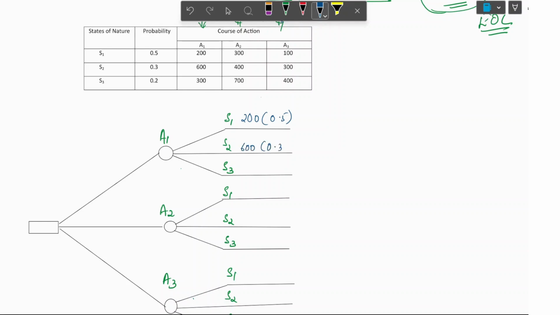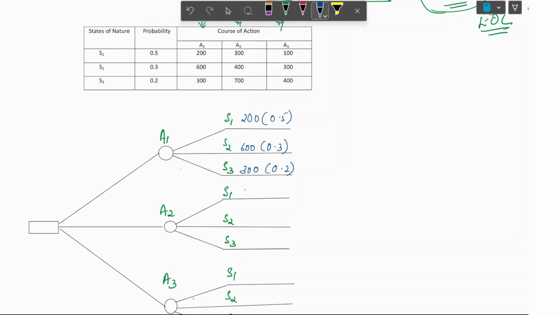600 into 0.3. Students, please be careful for the question, in which way they are given. Both ways they can give. S1, S2 row wise and A1, A2 column wise, and the other one, A1, A2, A3 row wise. Therefore, you have to be careful to write the values against that. This is 600 here. S3 is 300 for A1 into 0.2.